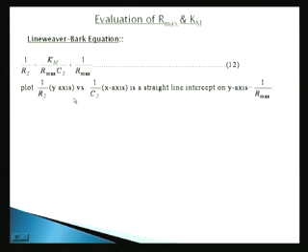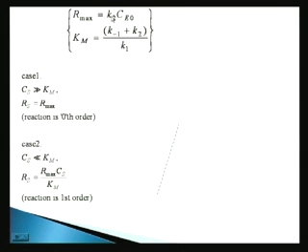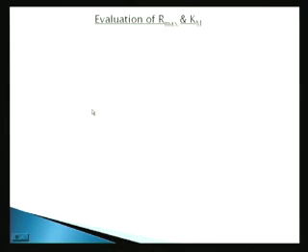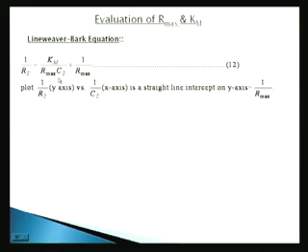You had Rs given by that formula that we had here. So if you take the inverse of this, 1 over Rs, then 1 over Cs will come in the denominator, and this is what happens: 1 over Rs equals Km over Rmax times 1 over Cs plus 1 over Rmax. Now if you plot 1 over Rs against 1 over Cs, then they are linearly related, right? So then you can use the whole range of data.